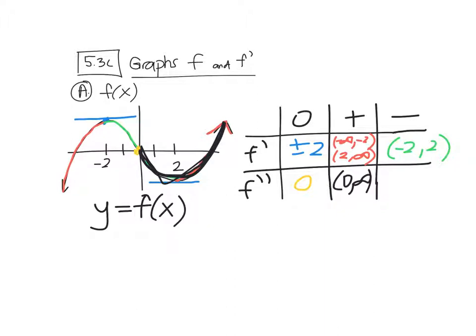Can you quickly define what an inflection point is again? Yes, in just a second. And then finally, when is it concave down? Right here, concave down from -infinity to 0.